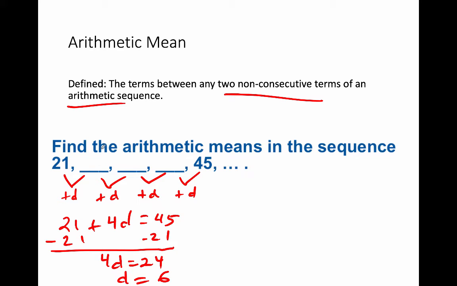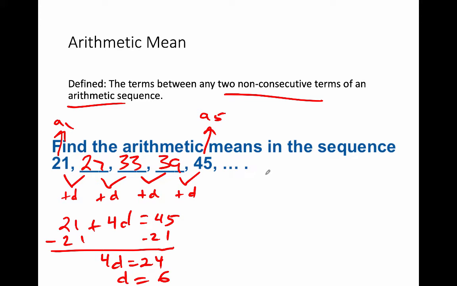So then you go up here, you're actually looking for the numbers that would be equally spaced in between. So it's kind of like looking for the ones that average out. That's where the mean comes from. So I get 27, 33, 39. Make sure it fits.